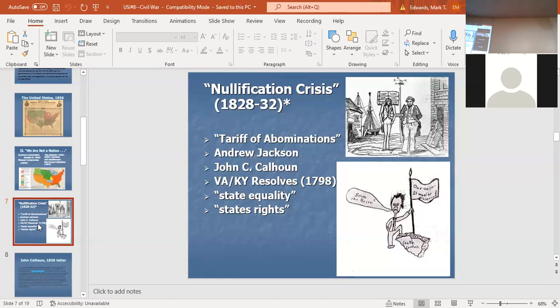Think about the difference between those two toasts. Federal union, it must be preserved. The union, next to our liberties, most dear. What is Calhoun trying to communicate in his toast? Next to our liberties, most dear. What's he trying to say about union?